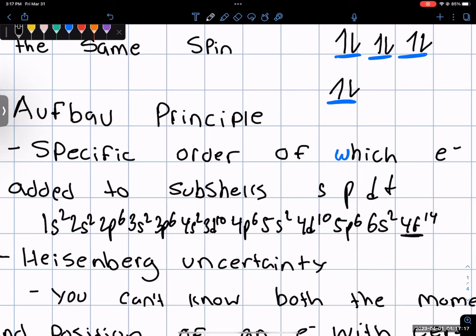Like for the 4f, it's higher in energy than the 6s. So you'd fill the 6s orbital before you fill the 4f orbital. That's basically what Aufbau's principle states.